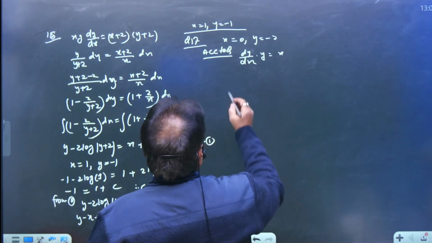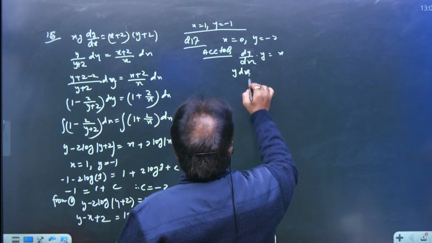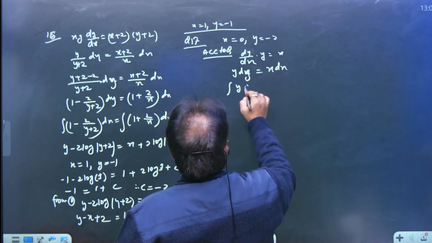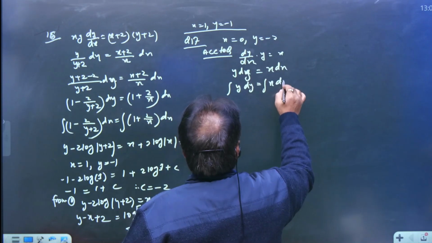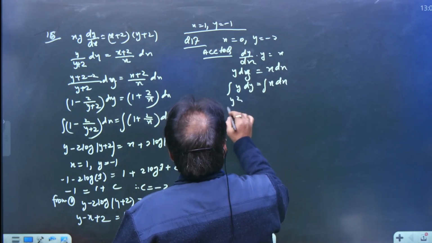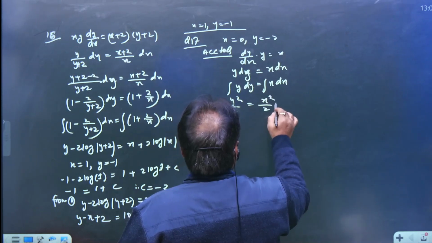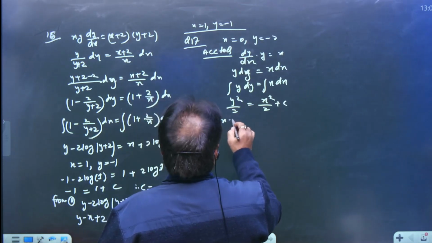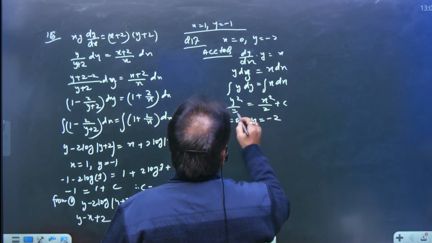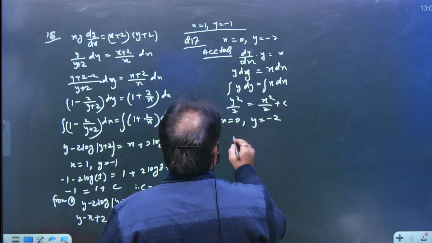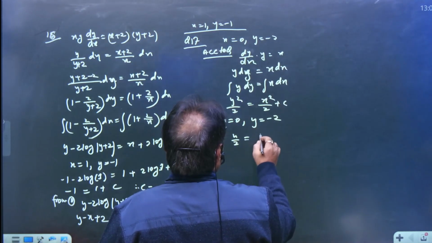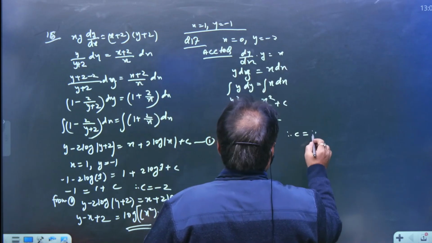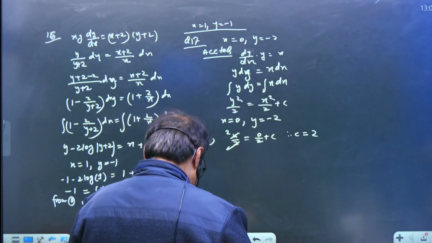Okay, now y dy is equal to x dx, and then integration of y dy is equal to integration of x dx. So integration of y means y square by 2, and this is x square by 2 plus c. Okay, and now this curve is passing through x equal to 0 and y equal to minus 2. So minus 2 square means 4 by 2 is equal to 0 by 2 plus c. So this is 2. So the value of c should be equal to 2. Okay, the value of c is 2.